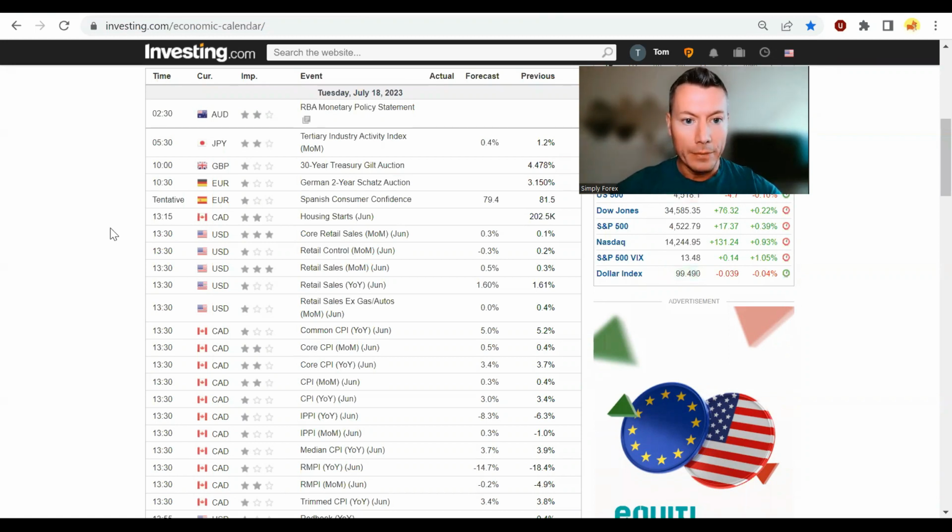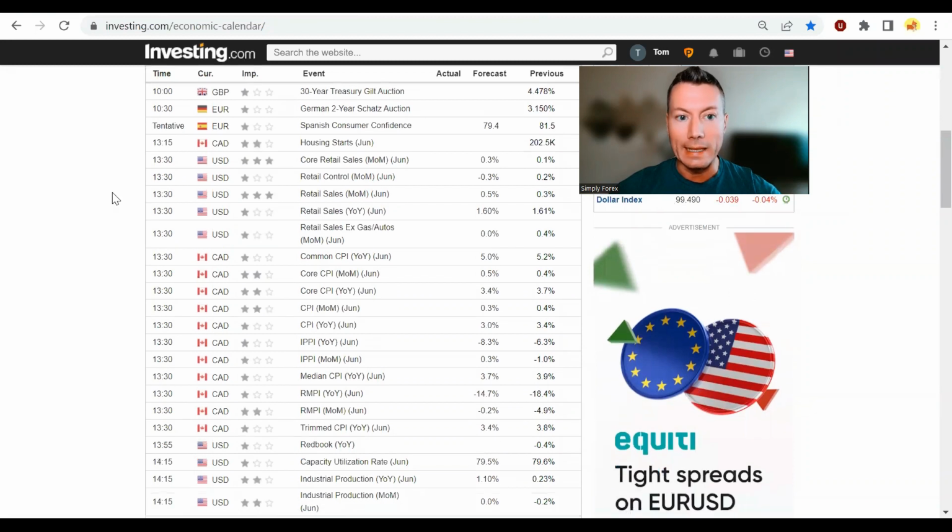The first piece of news we're interested in is this. At 1:30 London GMT, we've got two 3-star ratings coming out of the US. So we've got core retail sales and retail sales, guys. Must be aware of this. This could really move the US dollar.